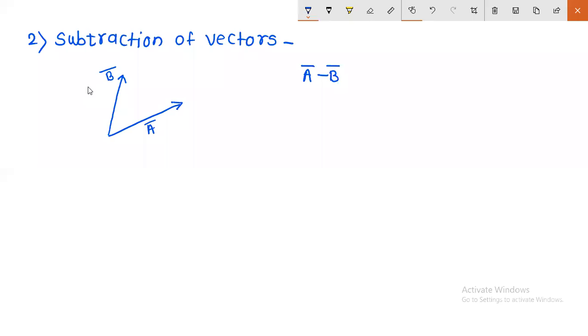Subtraction. Yes. But how can I draw a parallelogram? If I draw here only, it will simply be addition again. So here you have to take the negative vector, or the opposite vector, of this b bar.